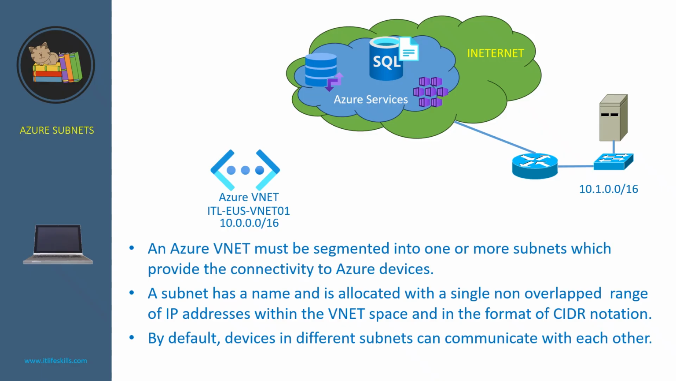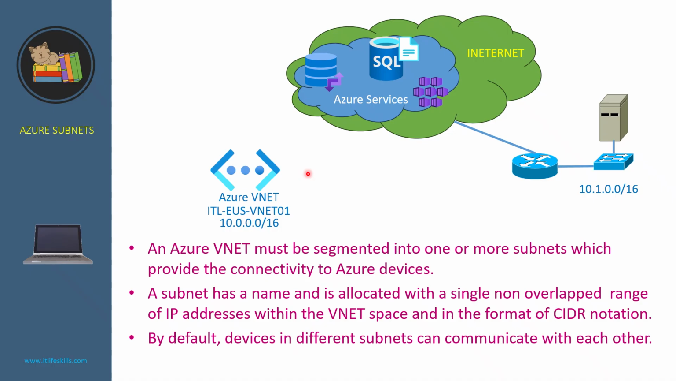An Azure VNet must be segmented into one or more subnets which provide the connectivity to Azure devices. A subnet has a name and is allocated a single non-overlapping range of IP addresses within the VNet space and in the format of CIDR notation. By default, devices in different subnets can communicate with each other.